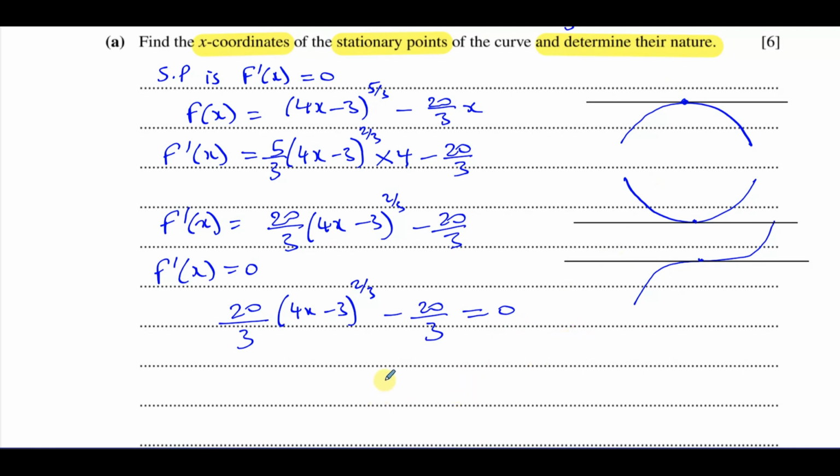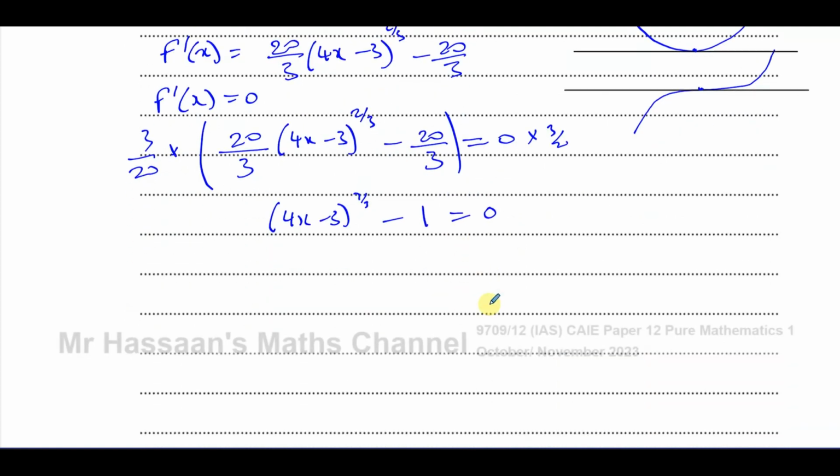So first thing I can do is multiply both sides of the equation by 3 and divide by 20 over 3 to get rid of this. So you can say multiply by 3 on both sides and divide by 20. Basically this will cancel out, so you're left with (4x - 3) to the power of 2/3 minus 1 is equal to 0. 0 times anything is 0, so that just simplifies and gets rid of that fraction.